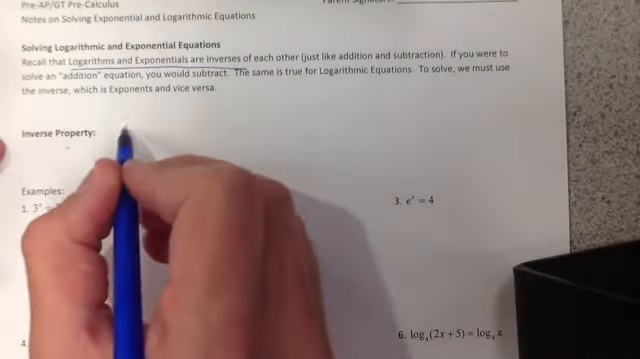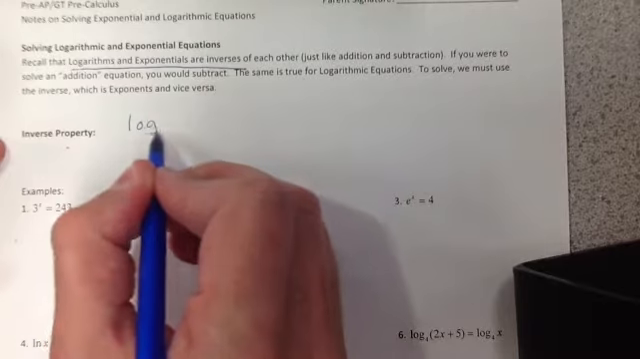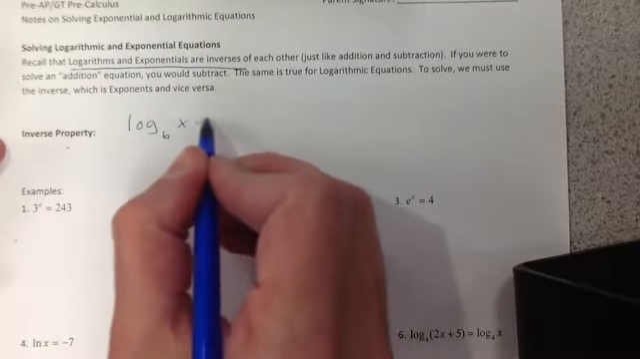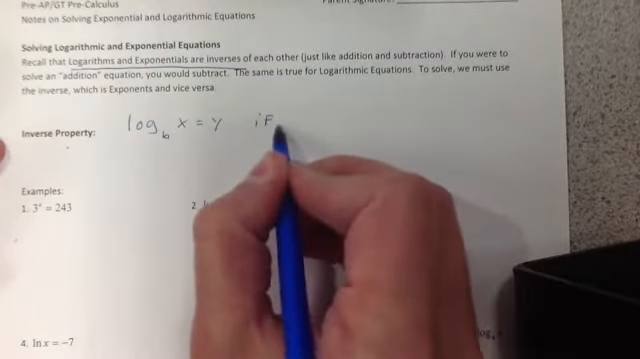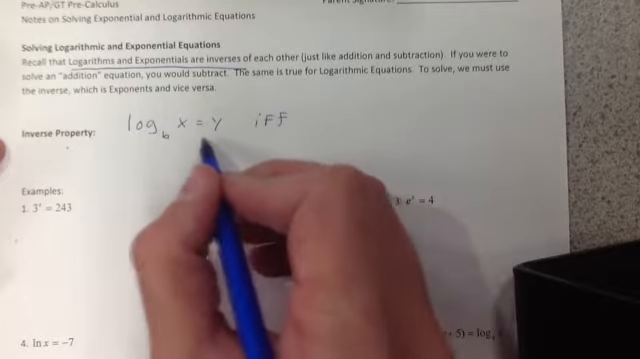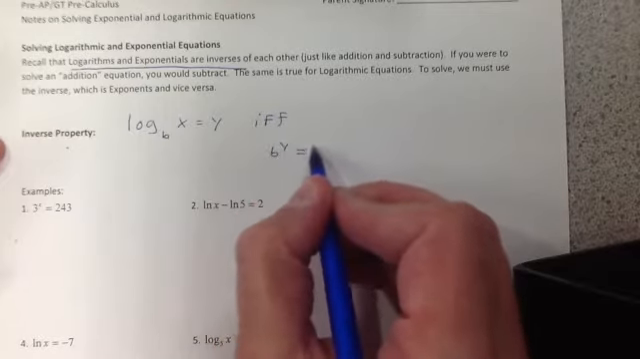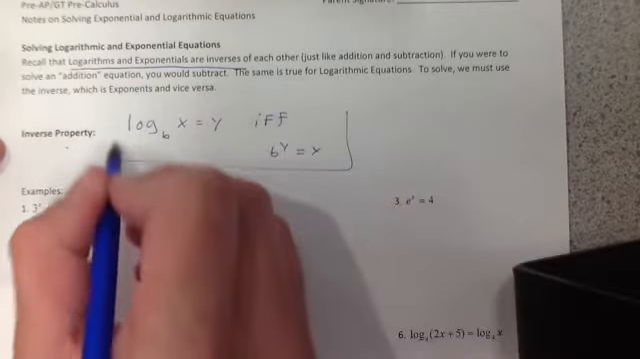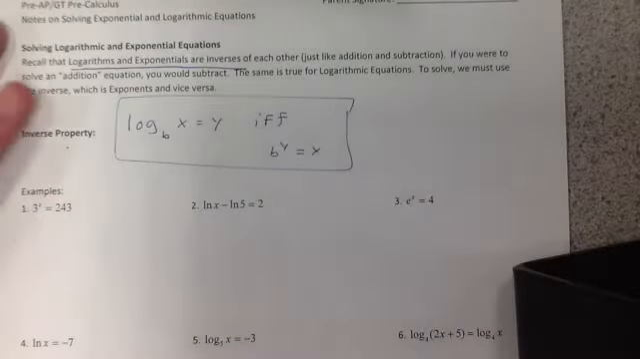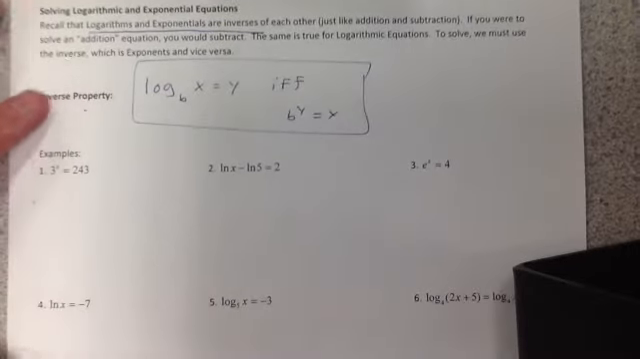And remember, the inverse property says the log base b of x equals y if and only if b to the y equals x. And we use this to solve. Now, we're going to be using a lot of our little properties here today, so we've got to make sure we work on these.